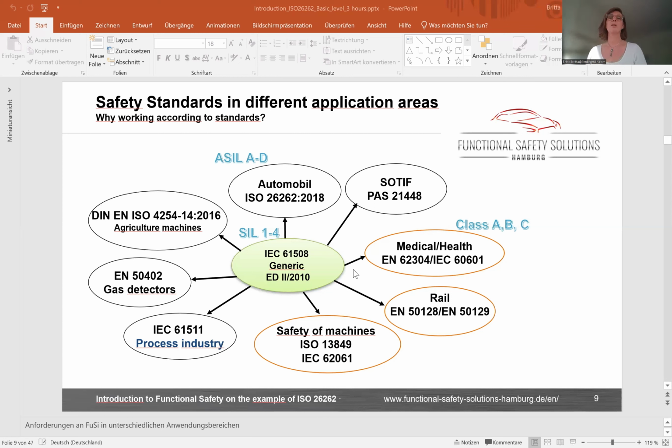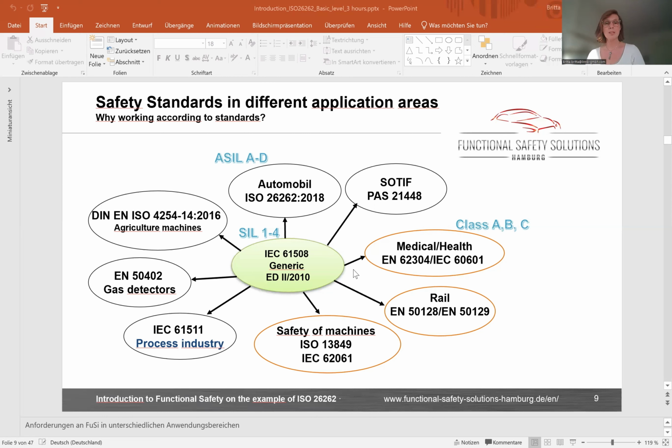One, you can see here in blue, is the safety classification. As we all start generic, it's a SIL, safety integrity level. You can have from 1 to 4. The automotive one they call ASIL, automotive safety integrity level. The medical standards talk about classes, and other ones talk about performance levels. So first we have the safety classification, how it's rated.